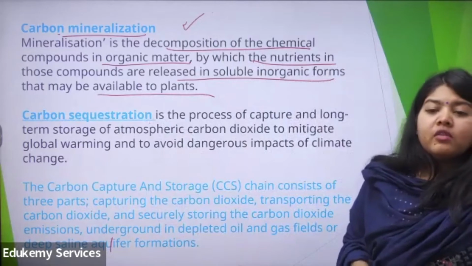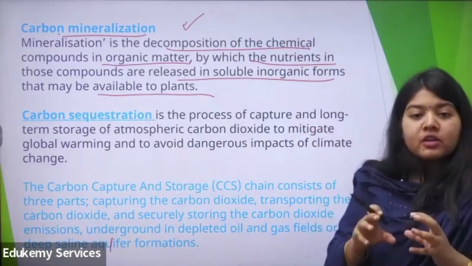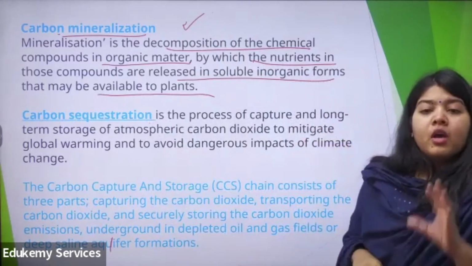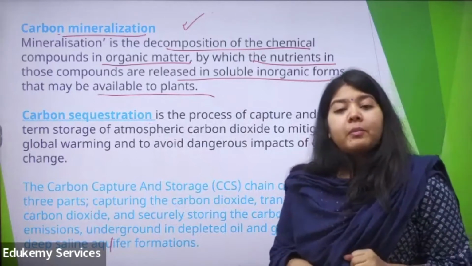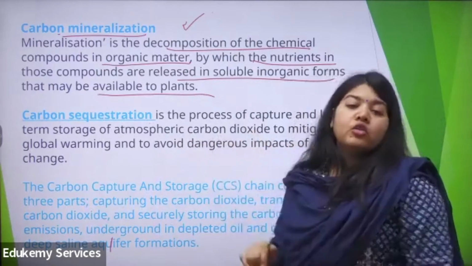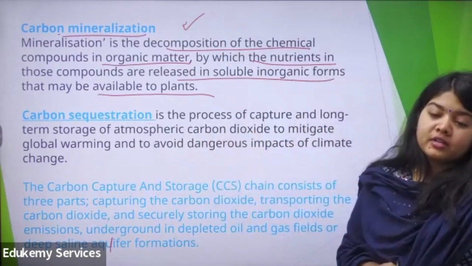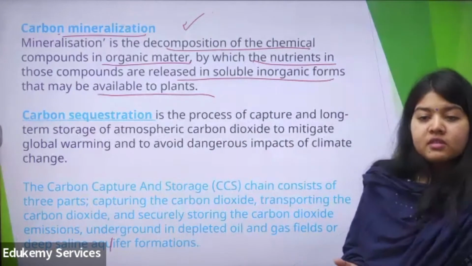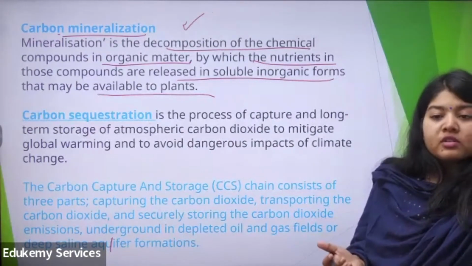Carbon sequestration, which is capture and storage of carbon. One way of carbon sequestration is by plants. What do they do? They capture carbon and convert it into glucose or carbohydrates. That is what photosynthesis is.